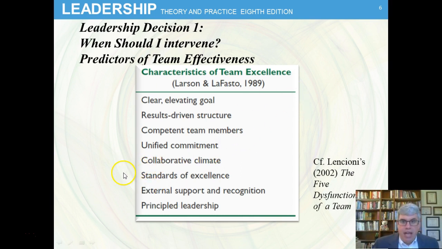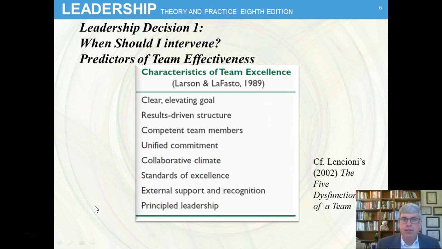Excellent teams have standards of excellence. They don't accept mediocre work. They push for extremely high quality products. They also have external support and recognition. People not on the team, especially hierarchical superiors in the organization, support the team and provide them with the recognition that they lead. And then they also have principled leadership.